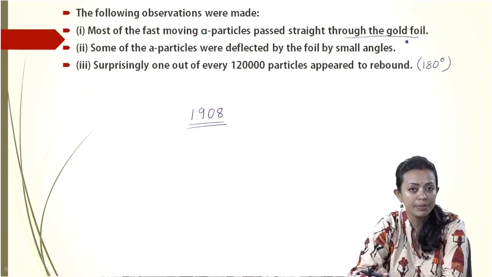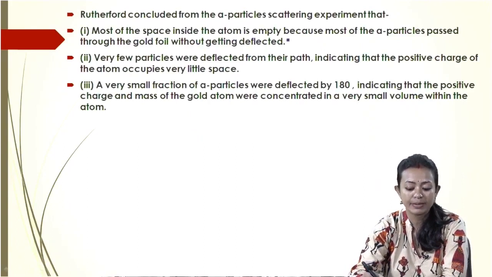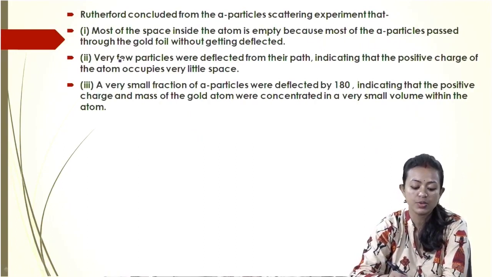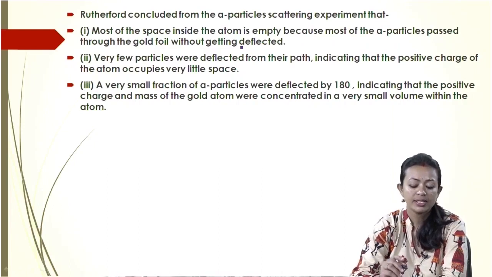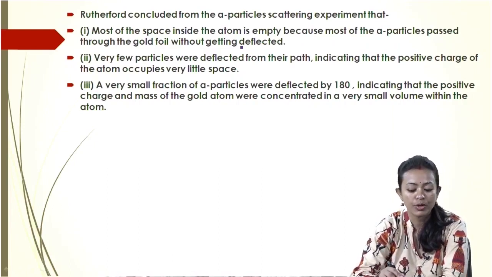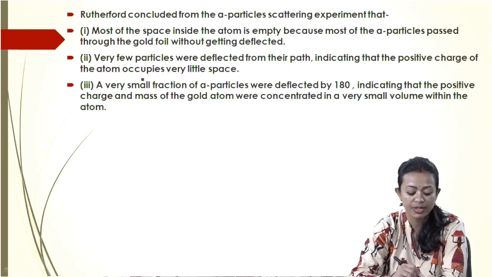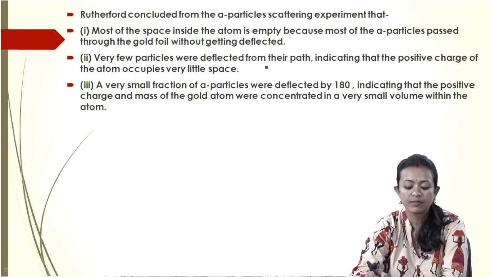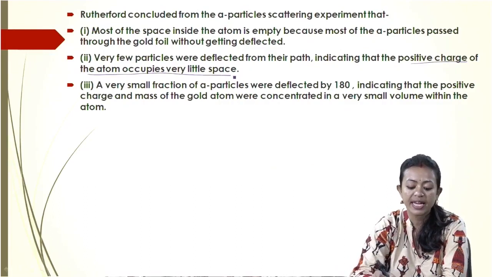Now when can that happen? It can happen only when most of the space inside the atom is empty, because most of the alpha particles passed straight through the gold foil without getting deflected. So definitely it must be empty, and it allowed the alpha particles to pass straight through without any deflection. That was the first conclusion that Rutherford drew from his alpha ray scattering experiment. The second conclusion, from his second observation, was that very few particles were deflected from their path, indicating that the positive charge of the atom occupies very little space.